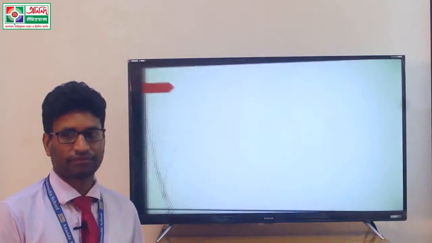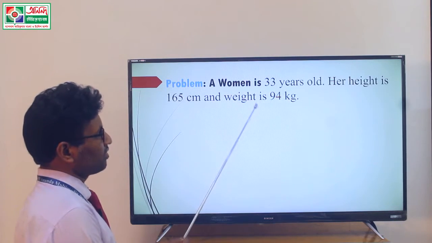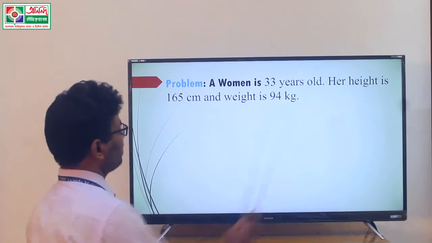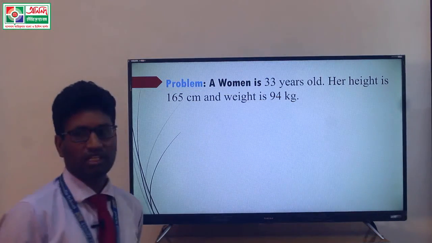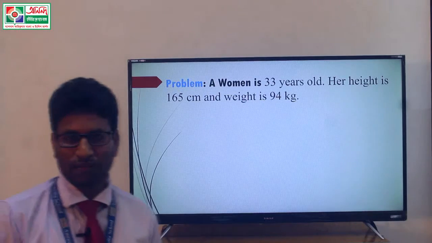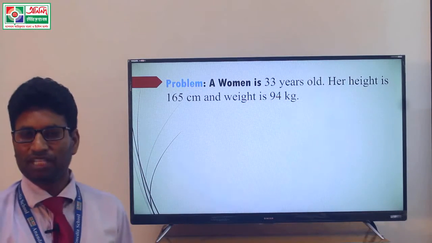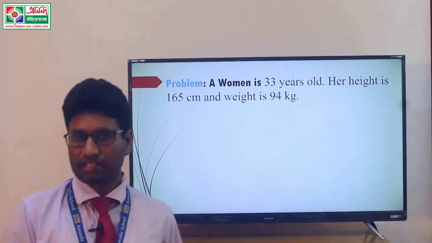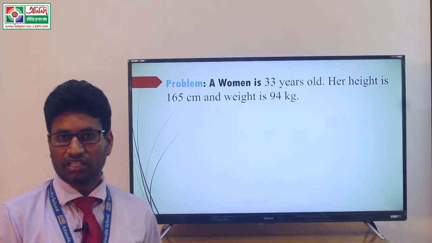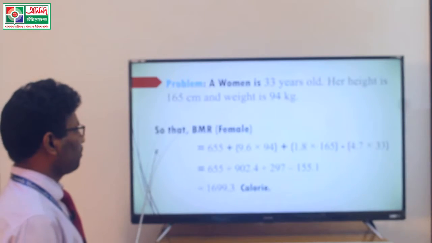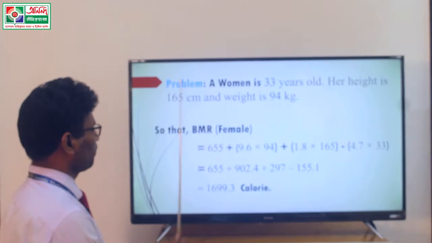Next, a problem. Suppose a woman is 33 years old, her height is 165 centimeter and weight is 94 kg. This is a problem for BMR, and these types of problems are very important for any exam, especially the SSC exam. This is the complete solution of this problem.